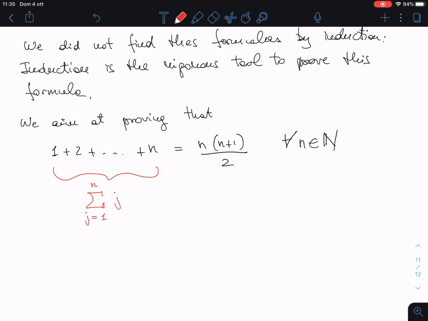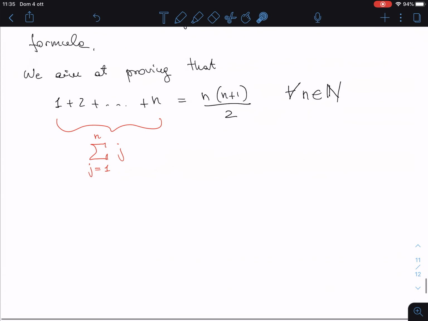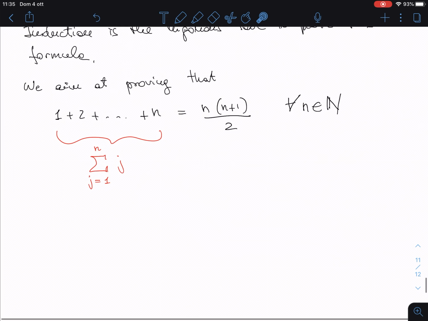Sigma is the symbol of the sum, j is an index, and we let j go from 1 to n, and the terms we sum are exactly j. So when j is equal to 1, this is 1. When j is equal to 2, this is 2, up to n. When j is equal to n, this will be n. Good. So how to prove it by using induction?